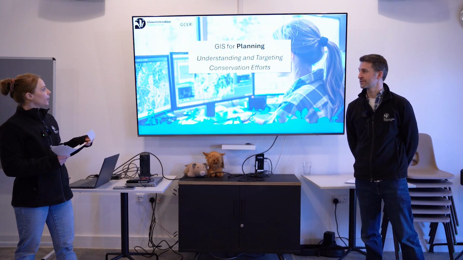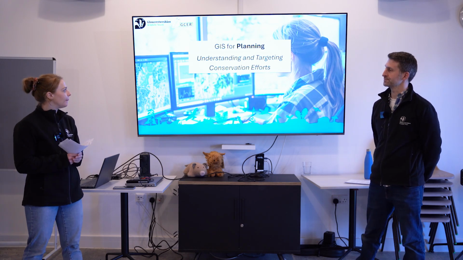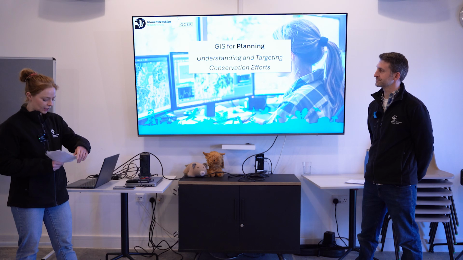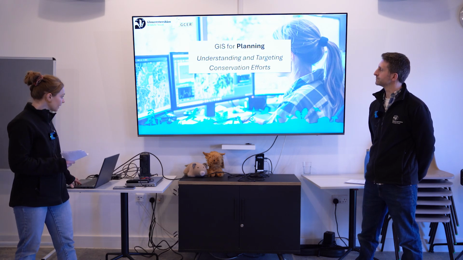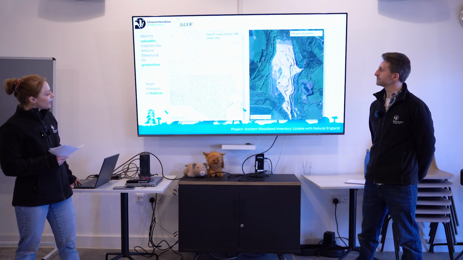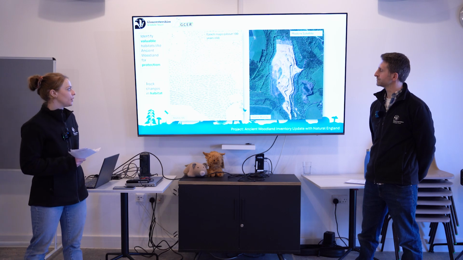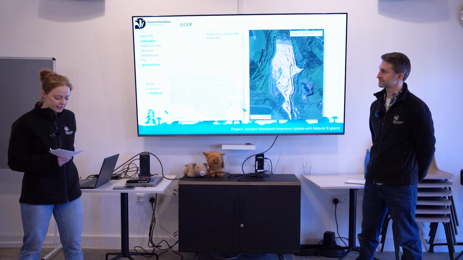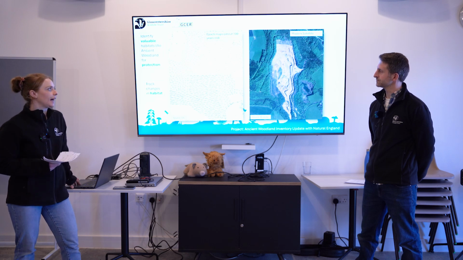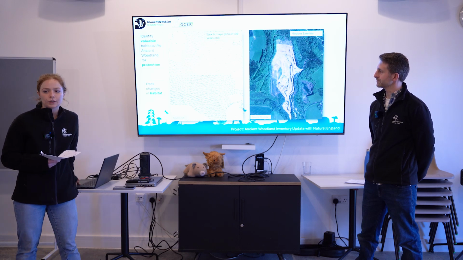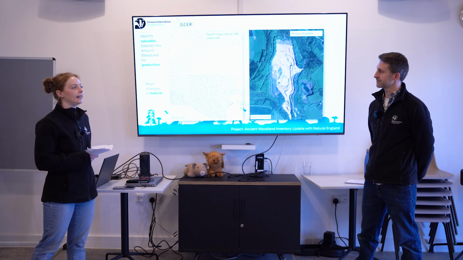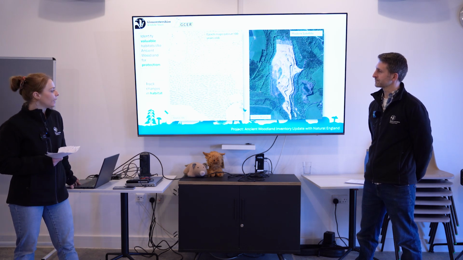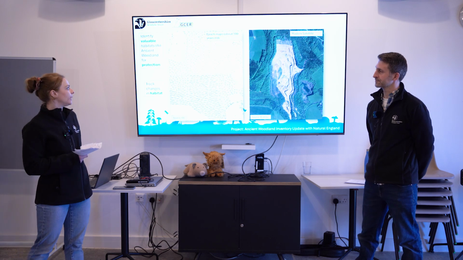So we also use GIS for planning. It really helps us to understand and target our conservation efforts. On the screen here is a snapshot of a project that we've been working on at the Record Centre with Natural England. This project is looking at updating the Ancient Woodland Inventory GIS dataset. It's actually a national project, so counties across England are taking part, but we're focusing on Gloucestershire.